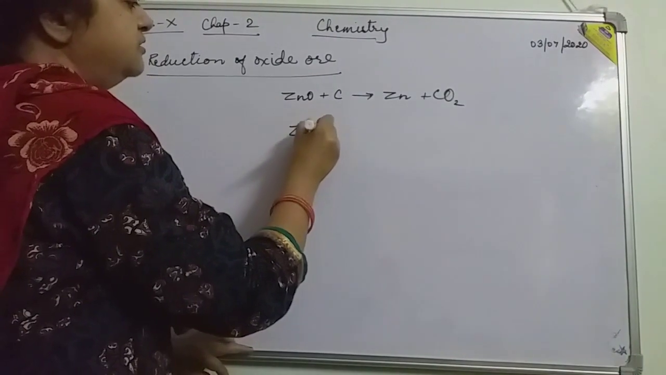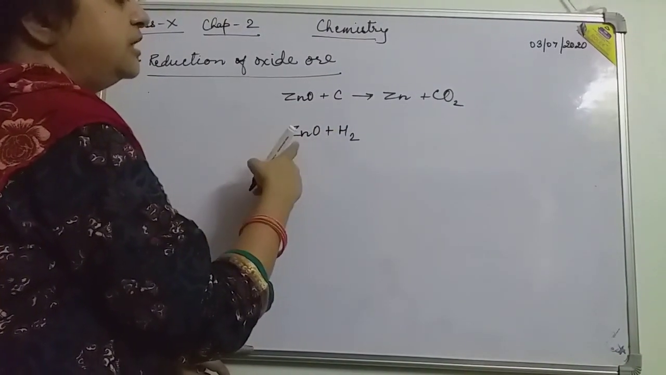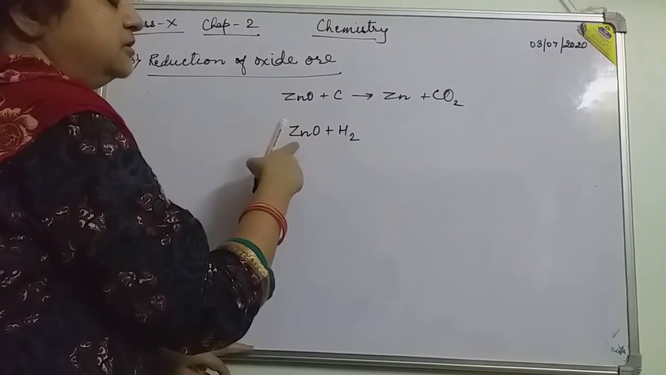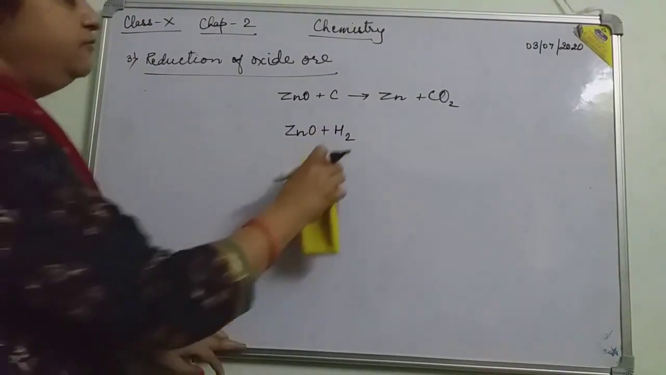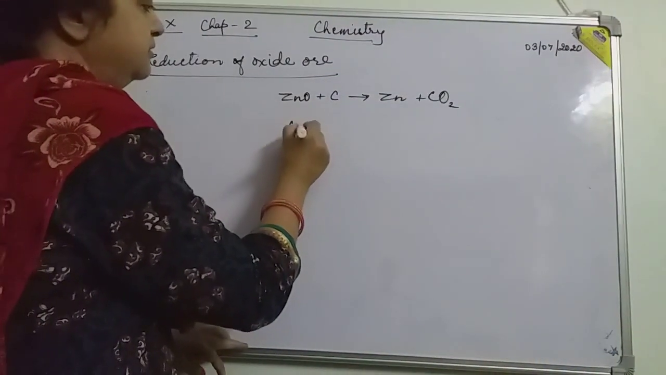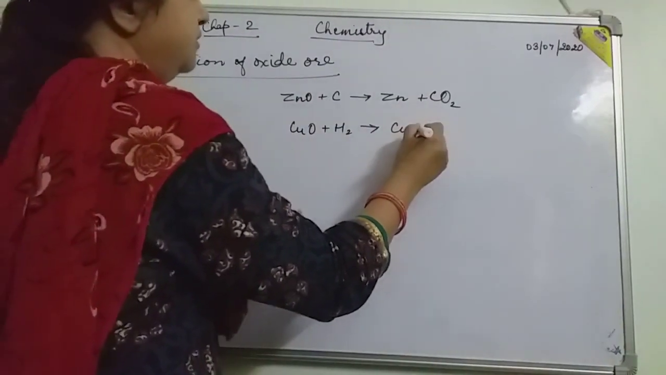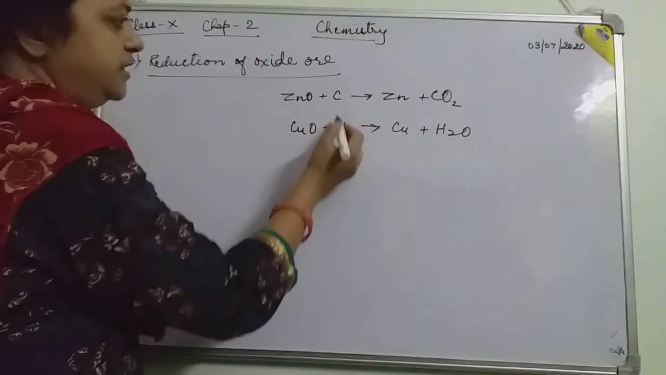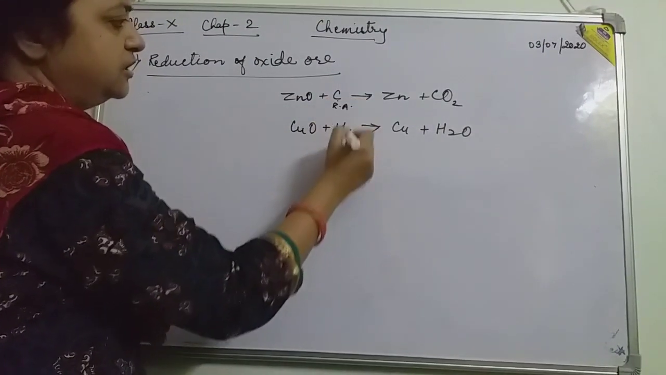Another example is zinc oxide plus hydrogen. Can we reduce zinc oxide by hydrogen? We can't, because zinc is more reactive than hydrogen, so hydrogen will not replace zinc from its oxide. We use copper oxide plus hydrogen, giving copper plus water. So here carbon and here hydrogen act as reducing agents.